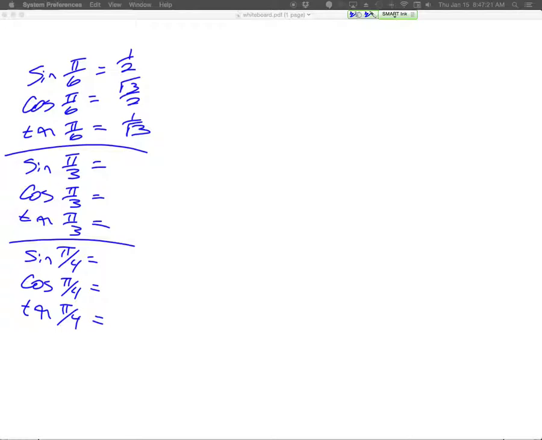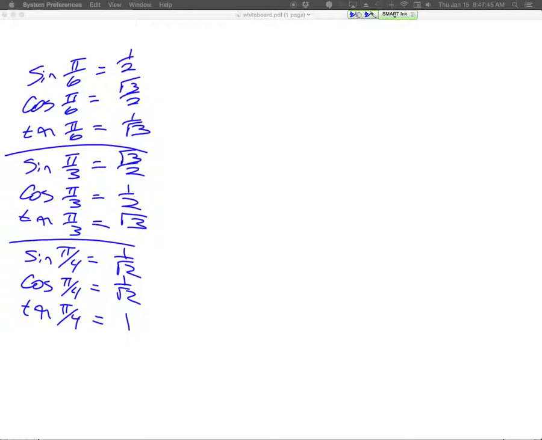So pi over 3 is 60. What's sine of 60? It has to be the square root of 3 over 2. Cosine? 1/2. Tangent? Square root of 3. Sine of pi over 4? 1 over the square root of 2. Cosine? 1 over the square root of 2. And tangent? 1. So we need to have these values in front of you.